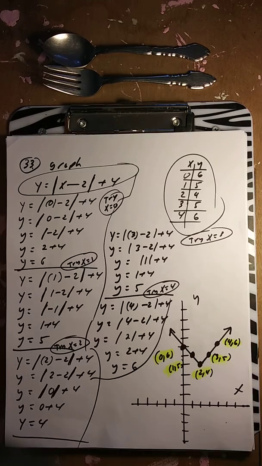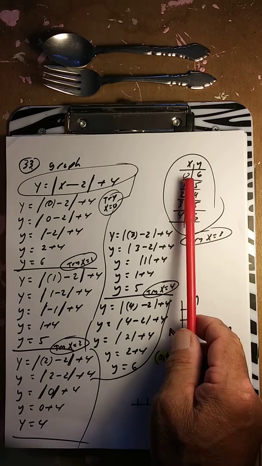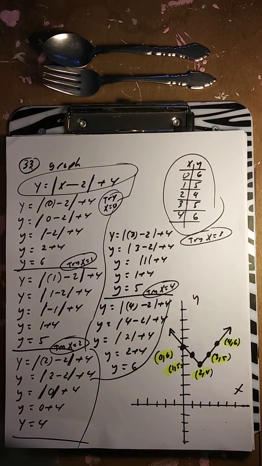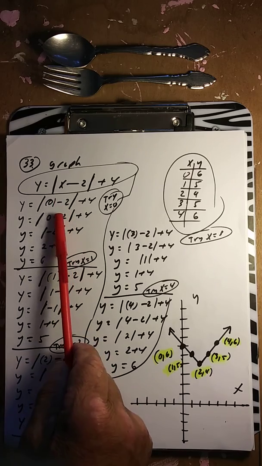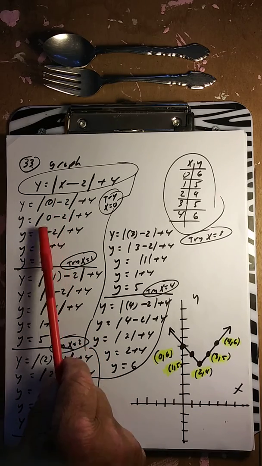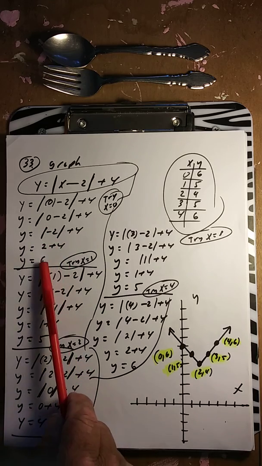Okay. Graph absolute value equation. Y equals absolute value of x minus 2 plus 4. Put some numbers in there. 0, 1, 2, 3, 4. Let's try those numbers out. Put a 0 in there. Absolute value of 0 minus 2 is going to be absolute value of negative 2. The absolute value of negative 2 is just 2. 2 plus 4 is 6.